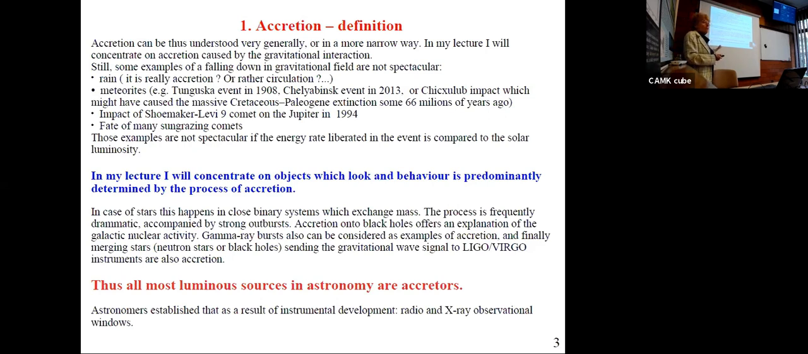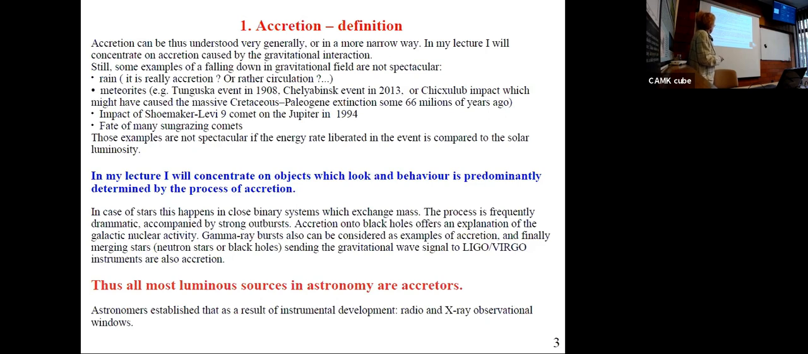On the other hand, if we compare the amount of energy which is liberated in those events, it's insignificant compared with the amount of radiation from the sun. So in my lecture, I will concentrate only on those things which are really spectacular from the point of view of the emitting source. So I will ignore those things which were listed above, although they are interesting by themselves. And I will concentrate on things where accretion is spectacular, like binary systems, active galaxies. Gamma ray bursts also can be treated as accreting sources. And then, of course, we now see gravitational waves when we see mergers. This is also a kind of spectacular accretion.